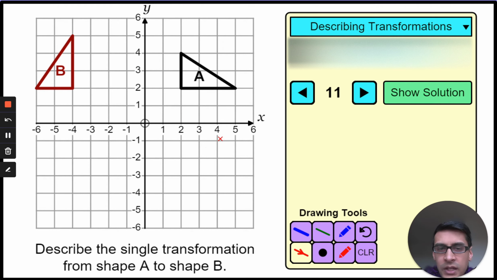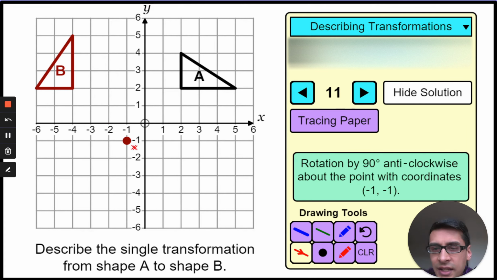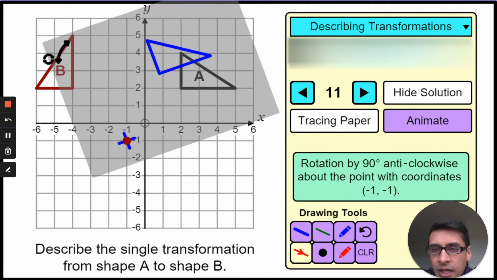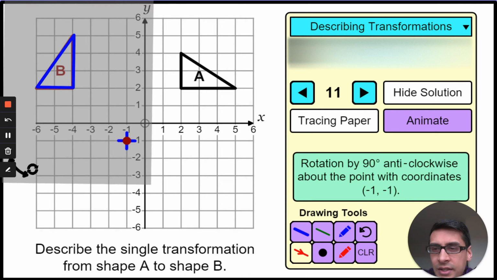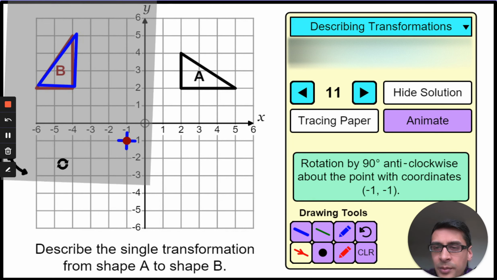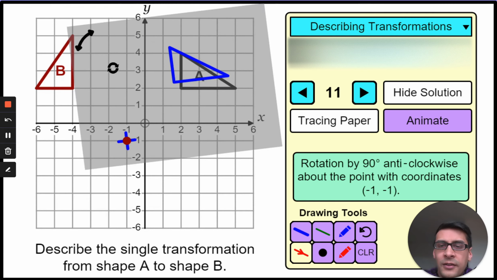Question 11. Describe the single transformation from A to B. So this is going to be a rotation. You will have to use some tracing paper to work out the center of rotation, which will be somewhere around here, I'm guessing. Indeed, it's actually down there. So it's negative 1, 1. And you're going to have to rotate it 90 degrees anti-clockwise to go from A to B.